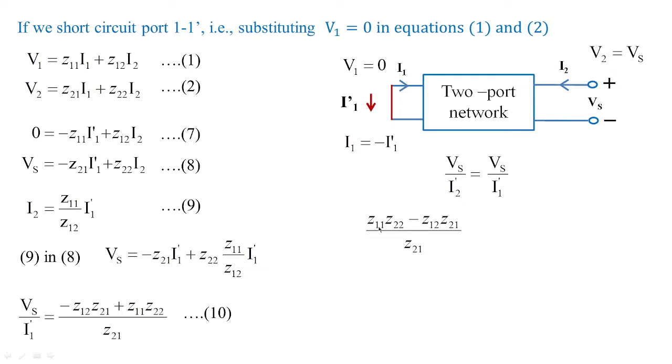I'm going to get Z11 Z22 minus Z12 Z21 by Z21, which will be equivalent to minus Z12 Z21 plus Z11 Z22 divided by Z21. So what are we going to get here? We are going to get Z12 is equal to Z21.